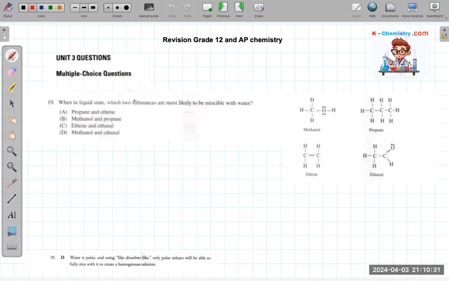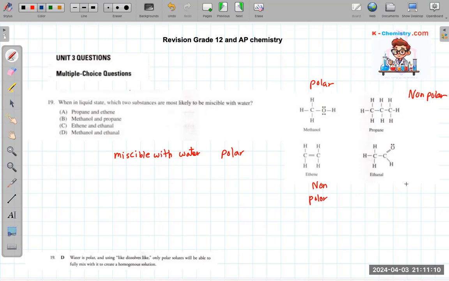In the liquid state, which two substances are most likely to be miscible with water? In order to be miscible with water, you have to be polar. So which ones are polar? The ones that are making hydrogen bonds here, this is polar. And this, as we said, is non-polar. So I will use only this one. This one is non-polar, and this is non-polar.